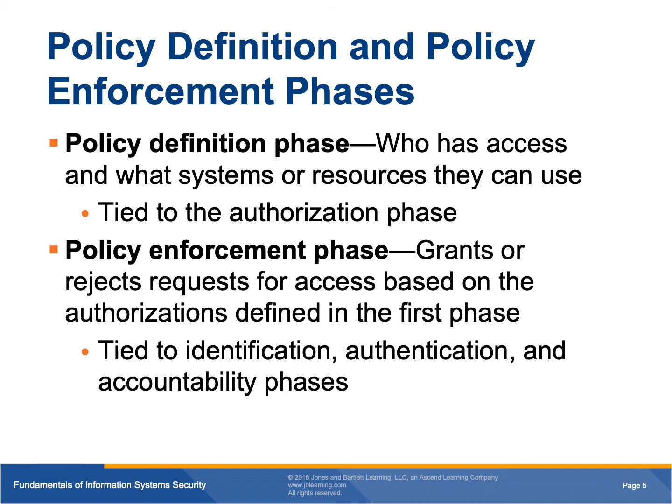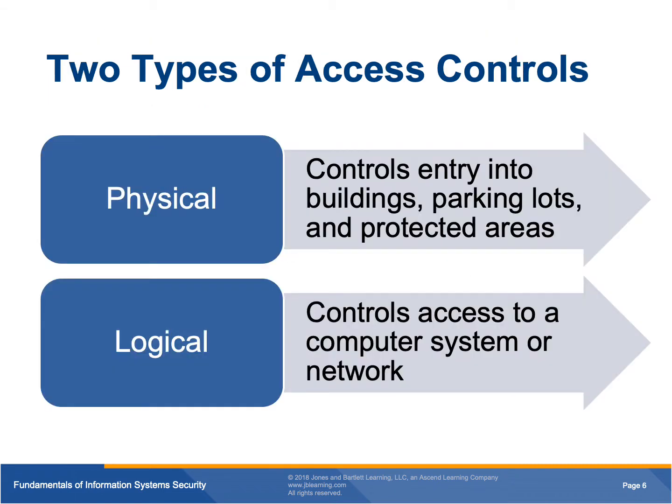So we have 2 types of access controls. Physical access, where we're talking about access to buildings, so physical locations. And then logical access. This is basically access to computer systems and networks, things that require, when you're thinking about user ID and password, logical access controls.